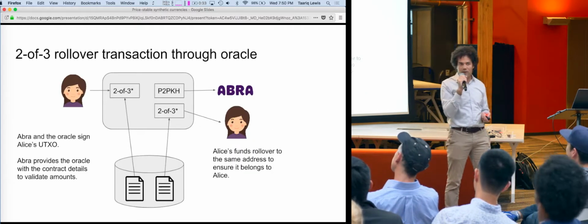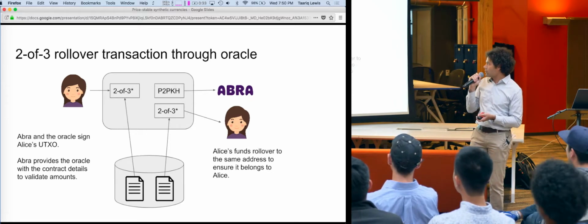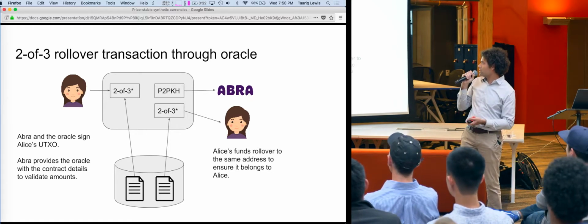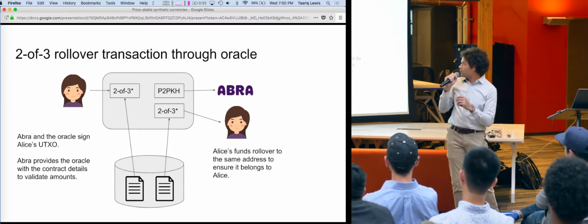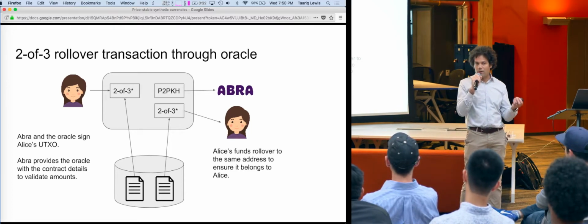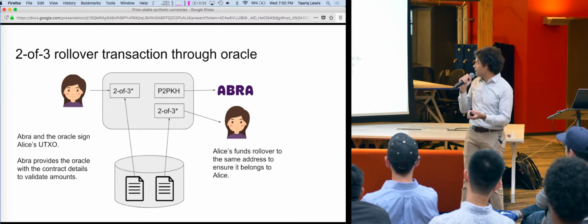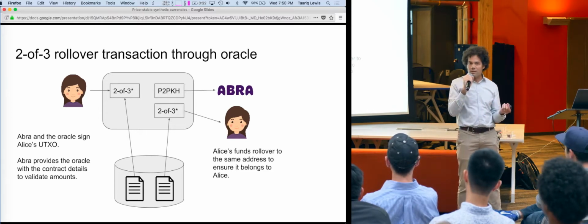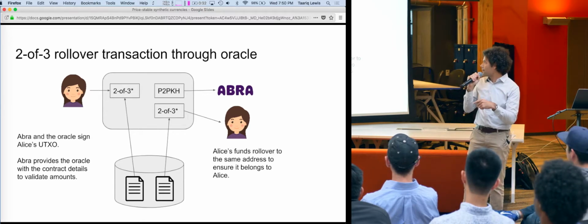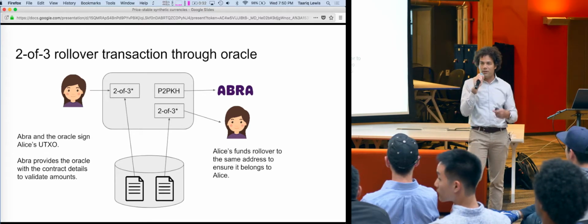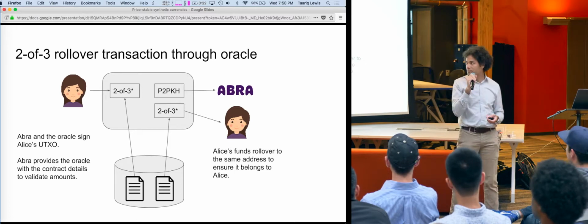Yeah, so this is what the transaction would look like for a rollover. You have Alice's 2 of 3 UTXO, but notice that it would be signed by both Abra and the Oracle, not Alice. Since Alice is not available, we would just roll it over to her same address again, and then Abra would get the leftover.